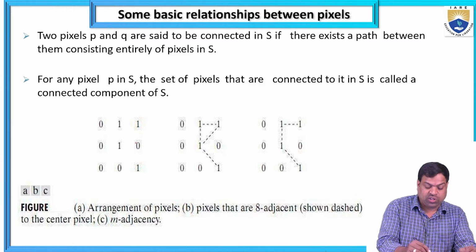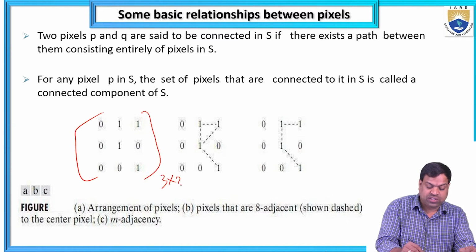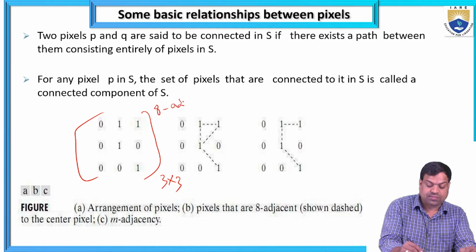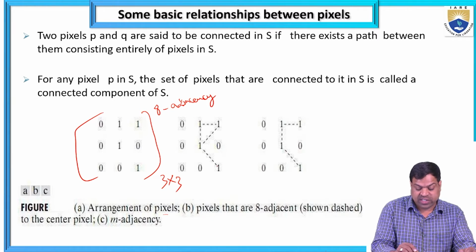So I am taking the following, it is like a matrix, a 3 by 3. So it is an 8 adjacency. What is my target? It is an arrangement of pixels, arranged as a 3 by 3 matrix. Next, pixels that are in 8 adjacency, because 8 are there. And the third one is M adjacency.